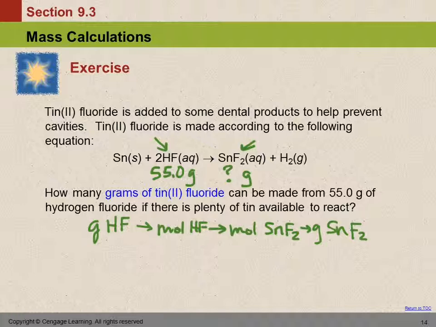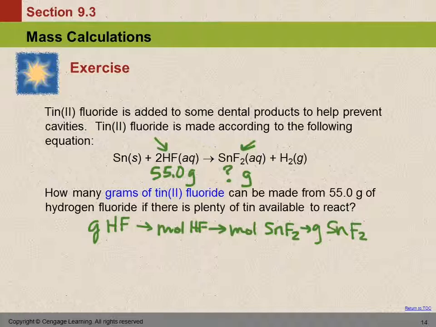And you can do this between any two substances in the equation. This equation has four things, 2 reactants and 2 products. You can do this between 2 products. You can do it between 2 reactants. Here we're starting with a reactant and finding a product. You could also have a number for the product and find one of the reactants. You can do any combination, grams to moles to moles to grams.